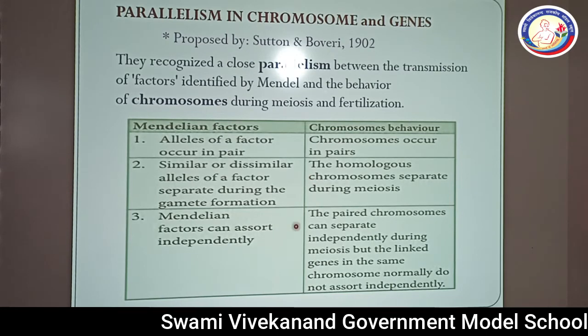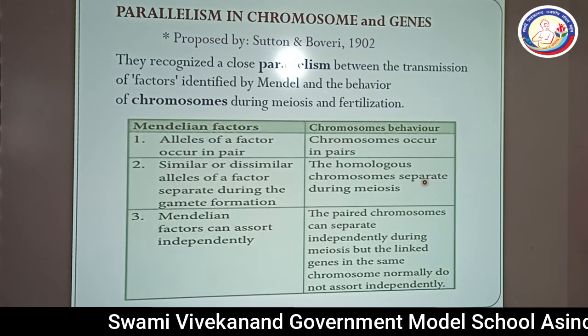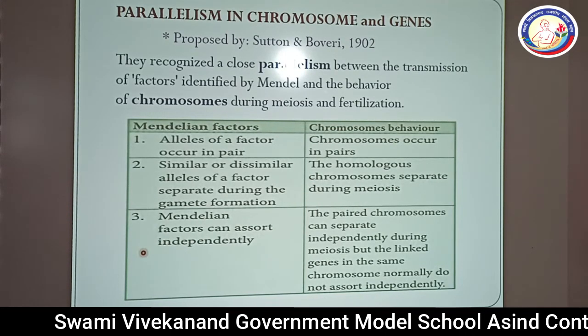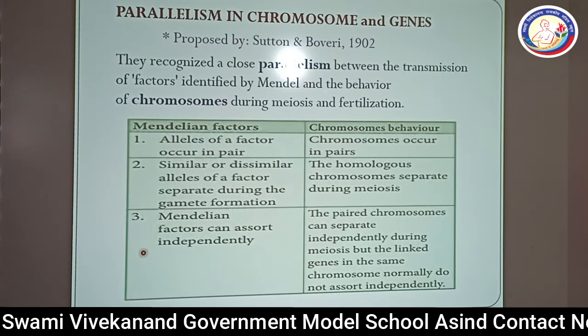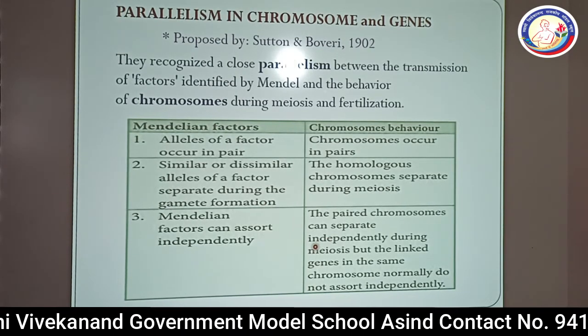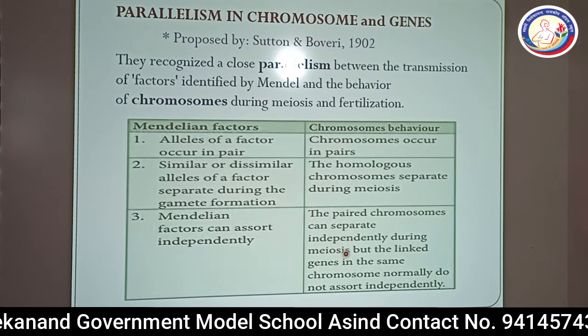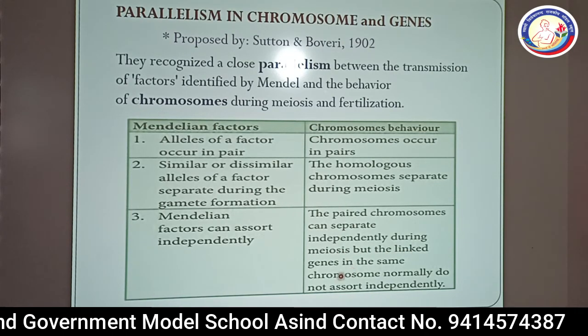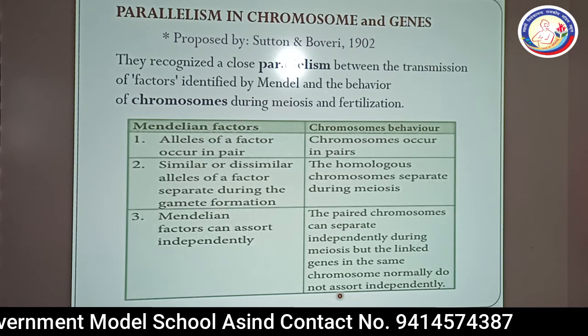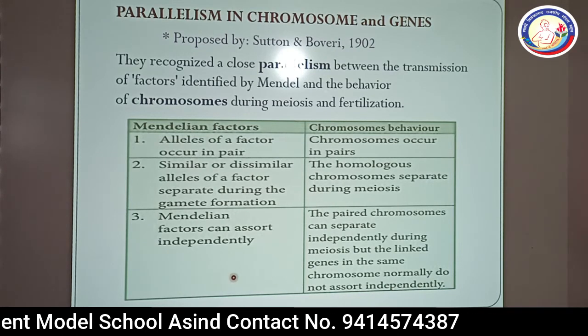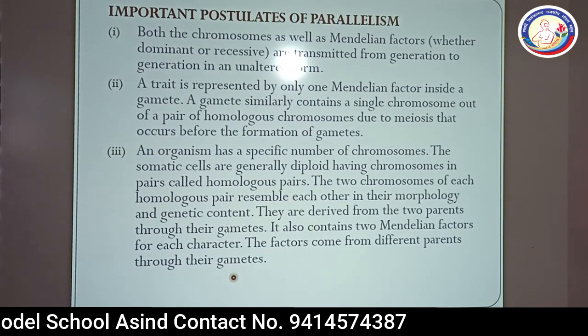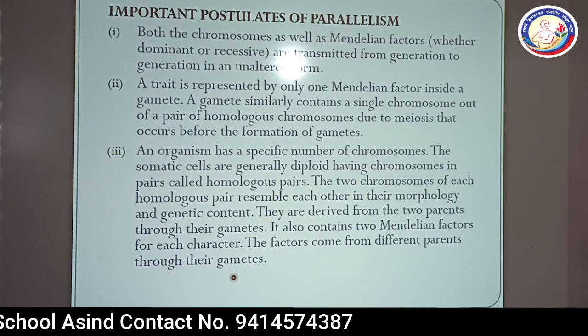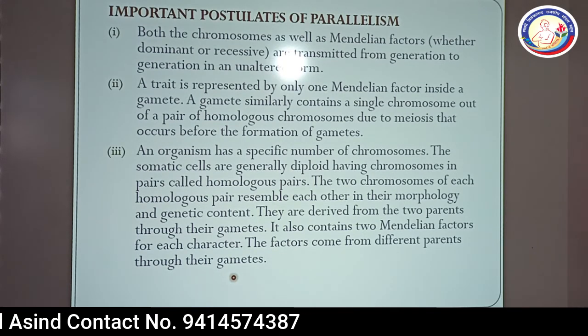Similarly, the homologous chromosomes separate during meiosis. Mendelian factors can assort independently and the paired chromosomes can separate independently during meiosis. But the linked genes in the same chromosome normally do not assort independently. Important postulates of parallelism. What are the important facts about the parallelism?